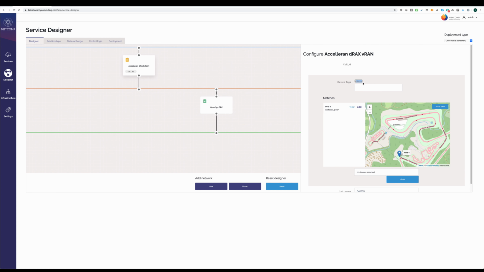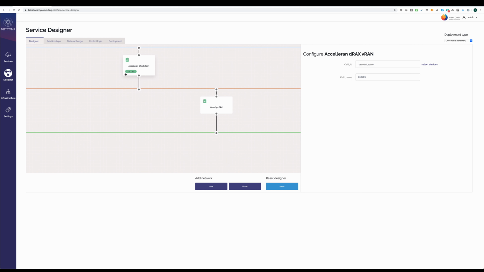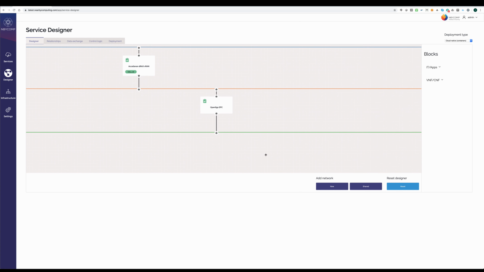In this case, only one was available. Notice that the data has been filtered out based on the tags that we provided before. And we are good to go when all blocks in the system show green status.